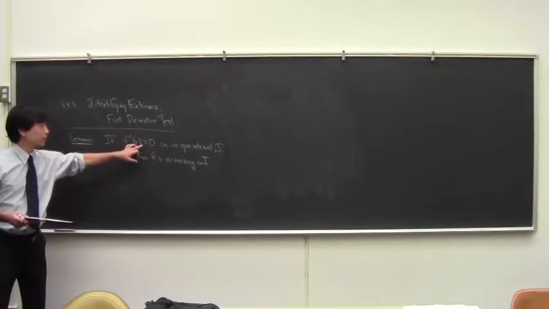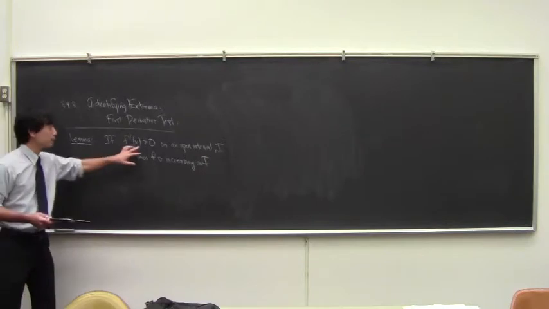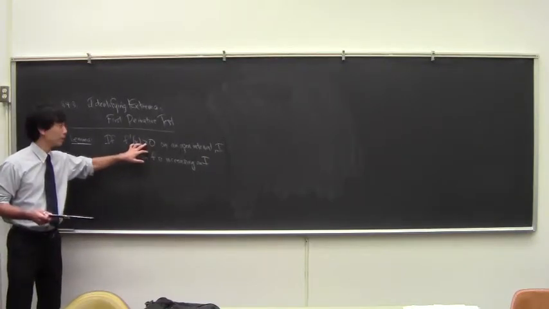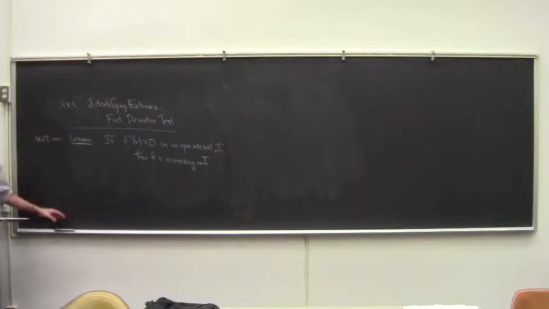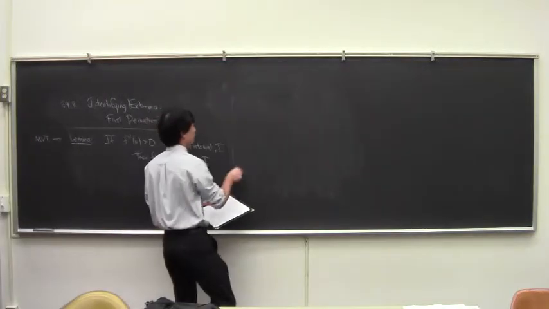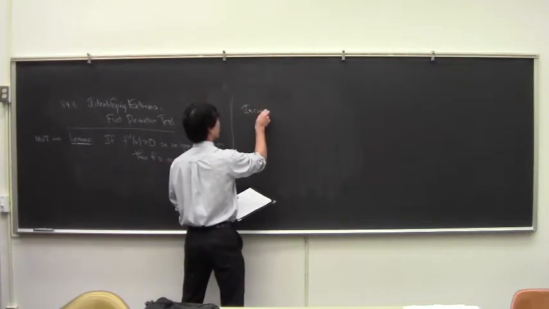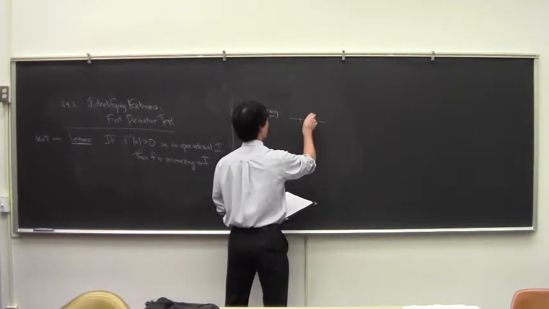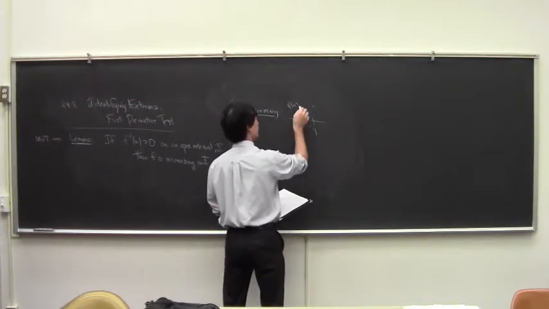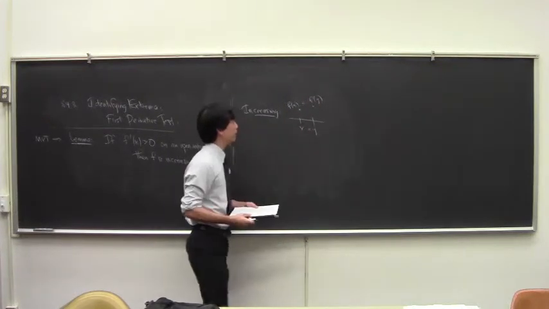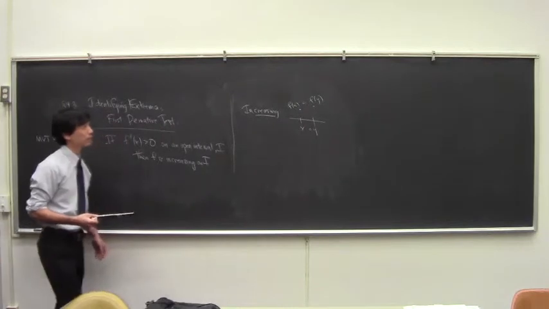If your function has a positive derivative on an open interval, then it's increasing on that interval. This is actually a consequence of the very important mean value theorem that we talked about last time. Just to remind you what increasing means: if you have two points, x and y, and x is less than y, then f of x is less than f of y. So that's what increasing means.